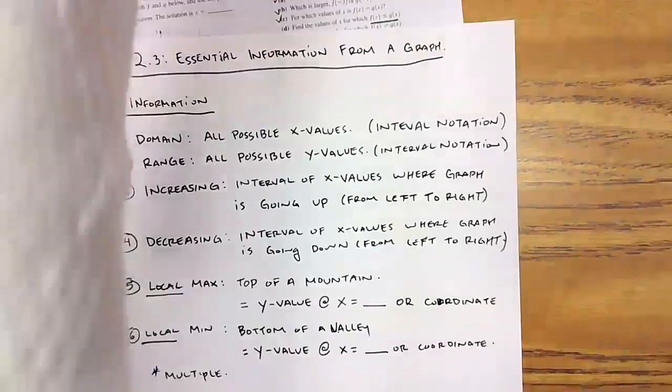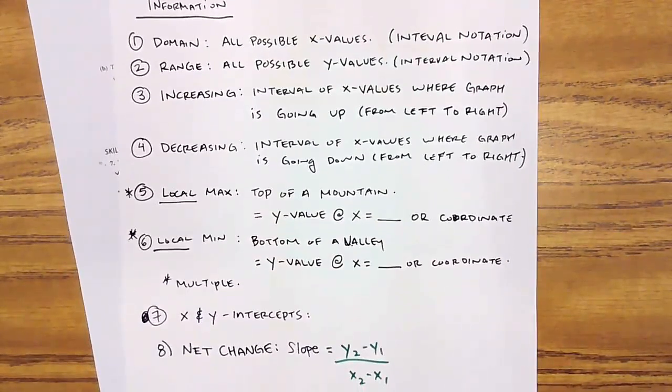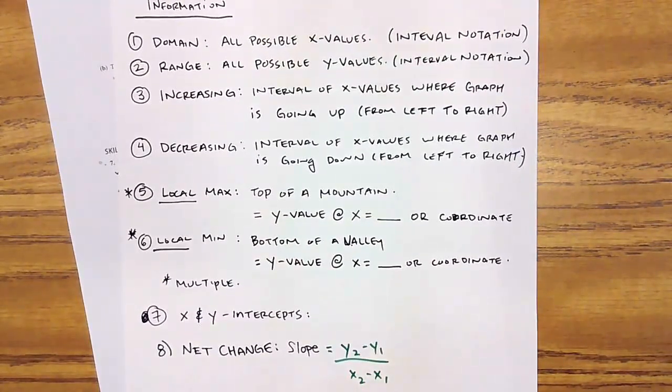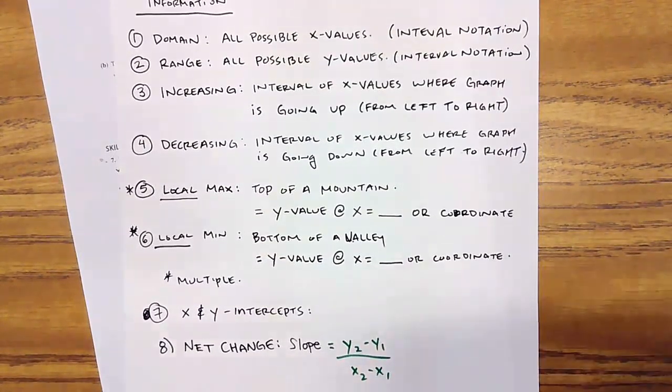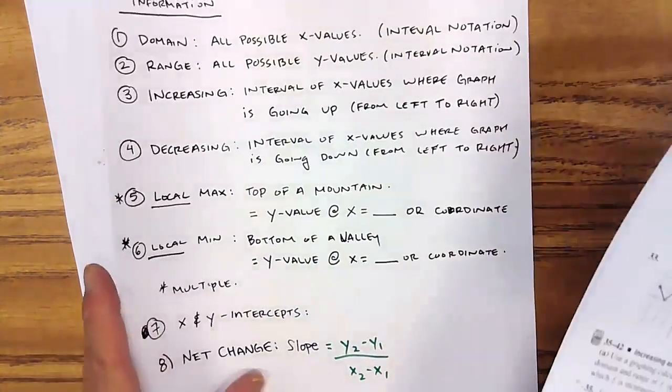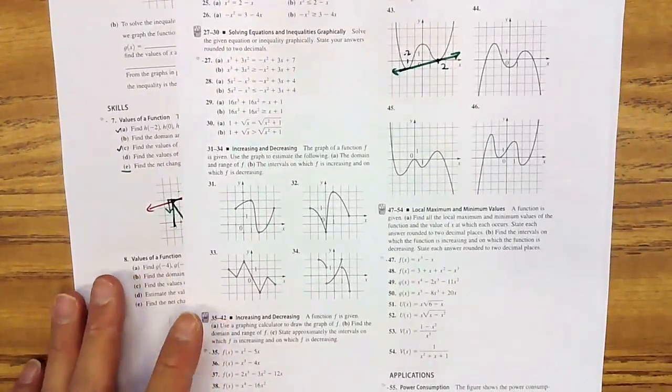Now that we went over 7 and 9, we know domain and range. We know net change, right? I want to cover 3 to 6. Okay. And it's coming from a graph. It's coming from a graph. So let's do it. Okay, so increasing, decreasing, local min and local max.